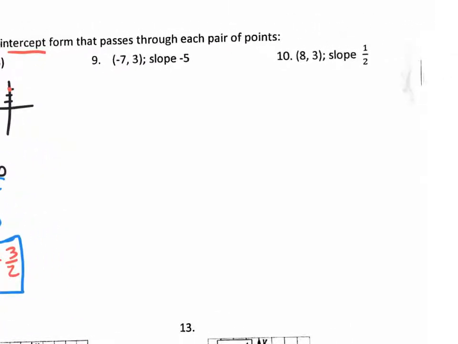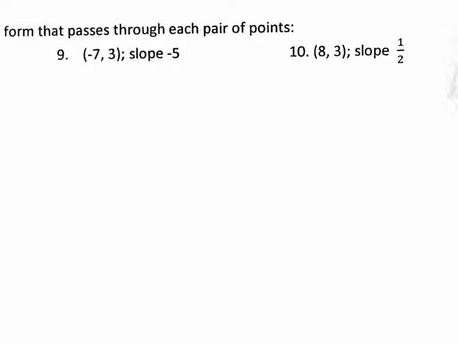Numbers 9 and 10 are very straightforward and easy because they give you a slope already. On the other ones, you had to find the slope. On this one, they give you the slope. Which one do you guys want to do, 9 or 10? 10 with the fraction? Sure, why not?